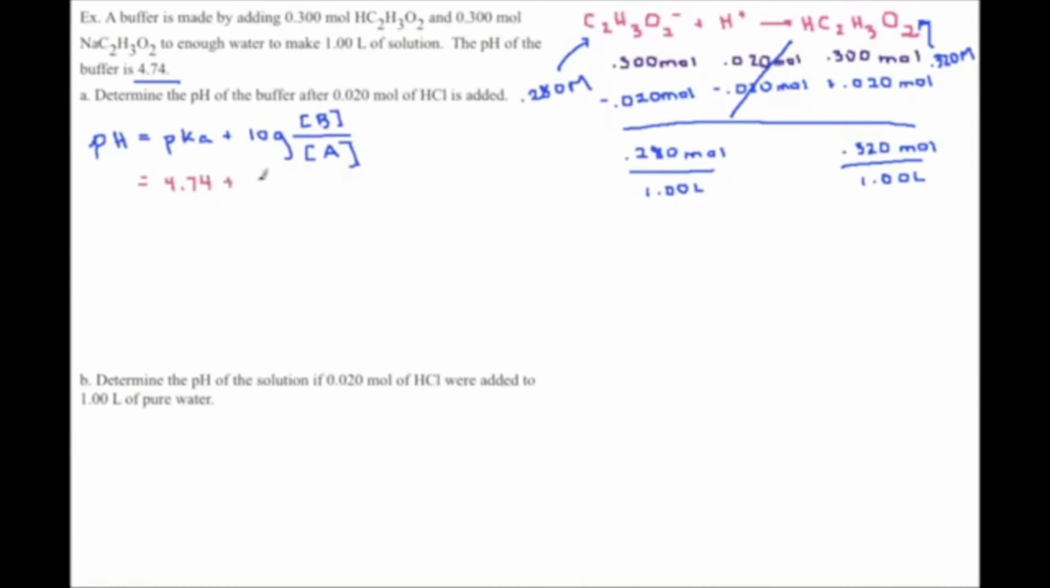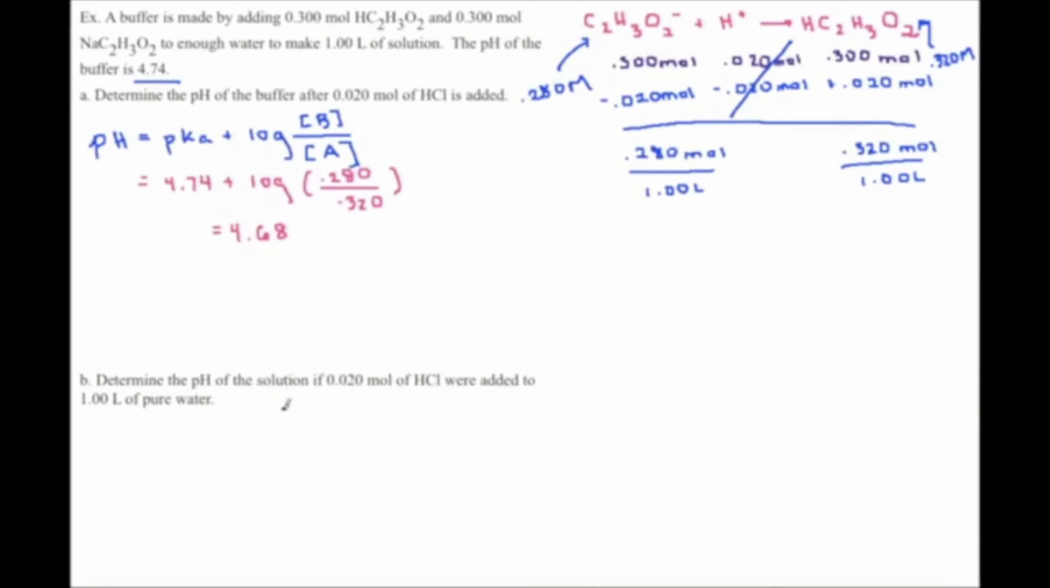Then I'm going to add to that the log of the concentration of my base over my acid. So that's going to be 0.280 divided by 0.320, and what I end up getting here is 4.68. If you did this same problem, except you actually used an ice chart, you would get the same value.